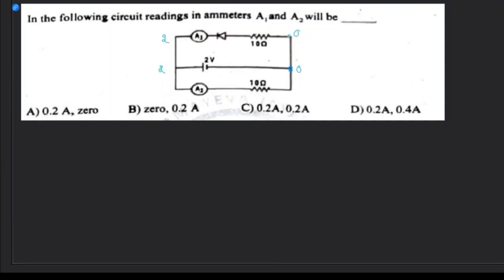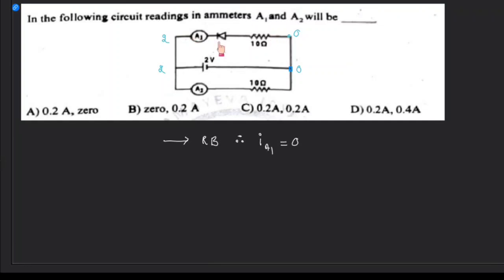So now it is in reverse bias. The diode is in reverse bias, right? Here the diode is in reverse bias. Clear? So if it is in reverse bias, the current doesn't pass through it. Therefore the current due to ammeter 1 will be equal to 0, right?